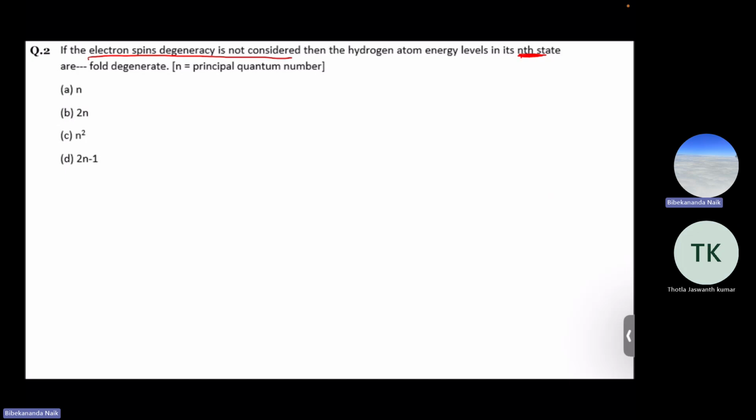So I'll give you a few minutes and then we will calculate the degeneracy of the electron energy levels if we don't consider the spin. Because if we consider the spin, then since the electron is a spin half particle, the degeneracy is 2s plus 1, that is 2. But here, if we are not considering it, then we need to find out what the degeneracy of the energy levels will be.